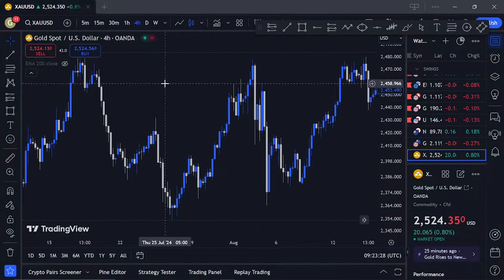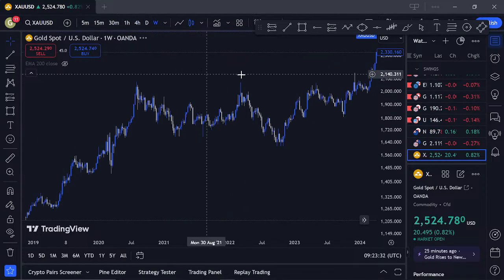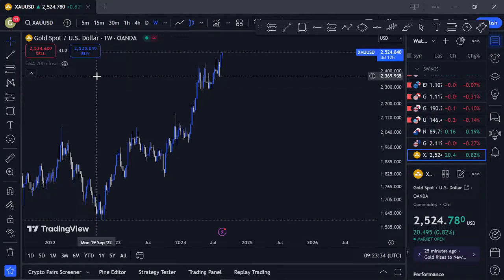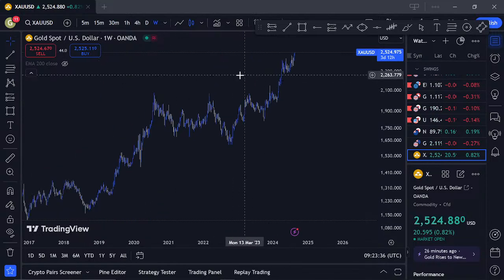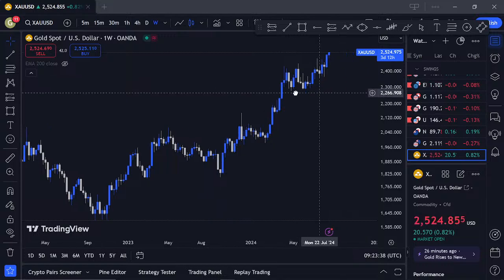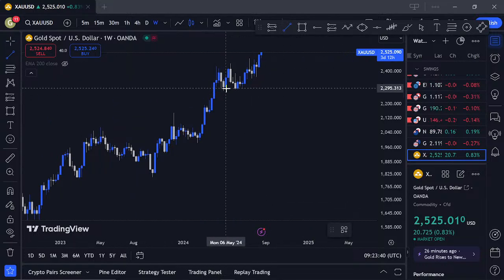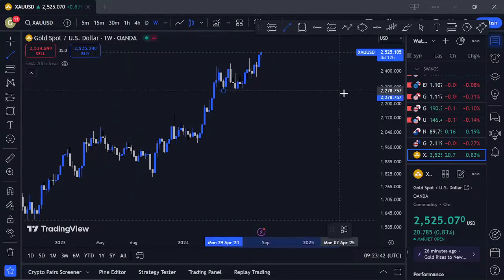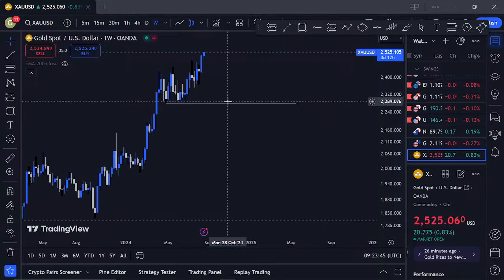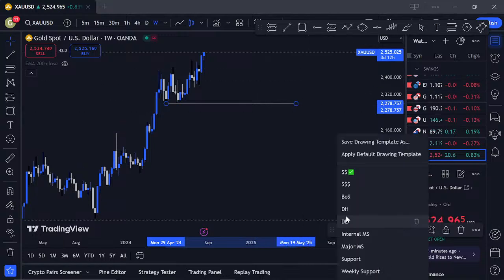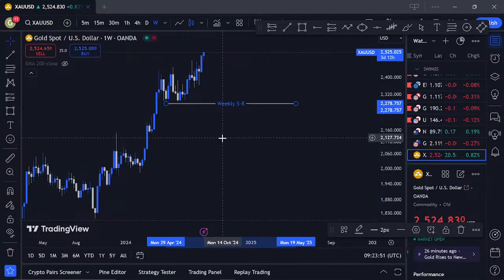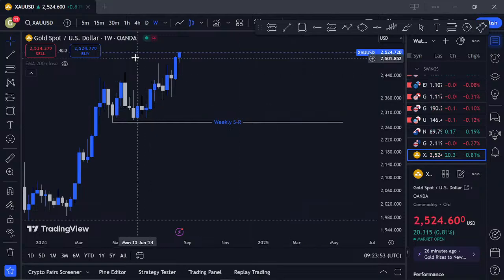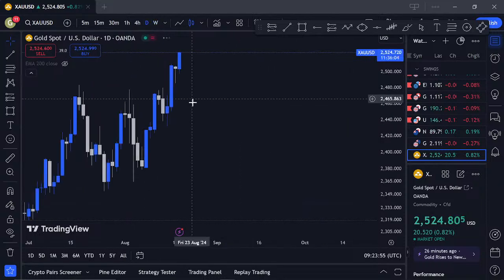So looking at gold right now, let me just come over to the weekly time frame. On the weekly time frame, you can see gold close fully bullish. So gold is fully bullish on the weekly time frame. So now let me just mark the weekly low here that I'm seeing. So here is the weekly low. Let me just give it the normal title I give it, weekly low here. And then I'll come over to the daily time frame.